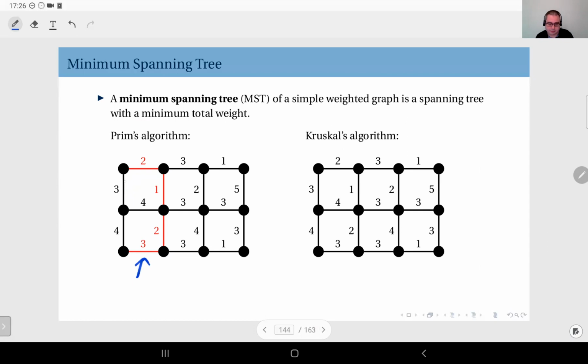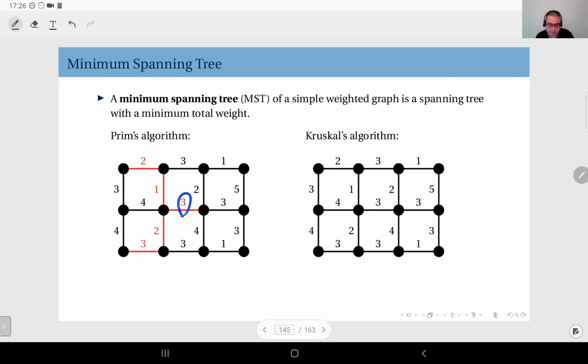The next candidates are this one, this one, this one, this, and this, because these are the ones incident to my current minimum spanning tree. So when you look at the weights, again, I have 3s and 4s, so I will select one of the 3s, and I have selected this one.